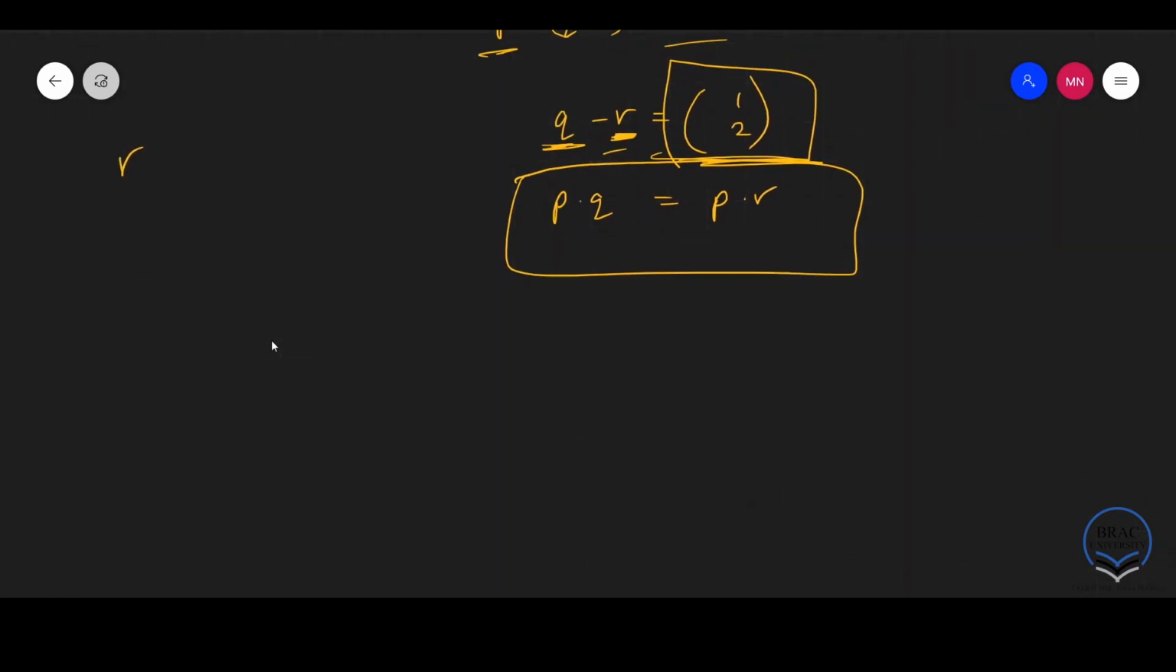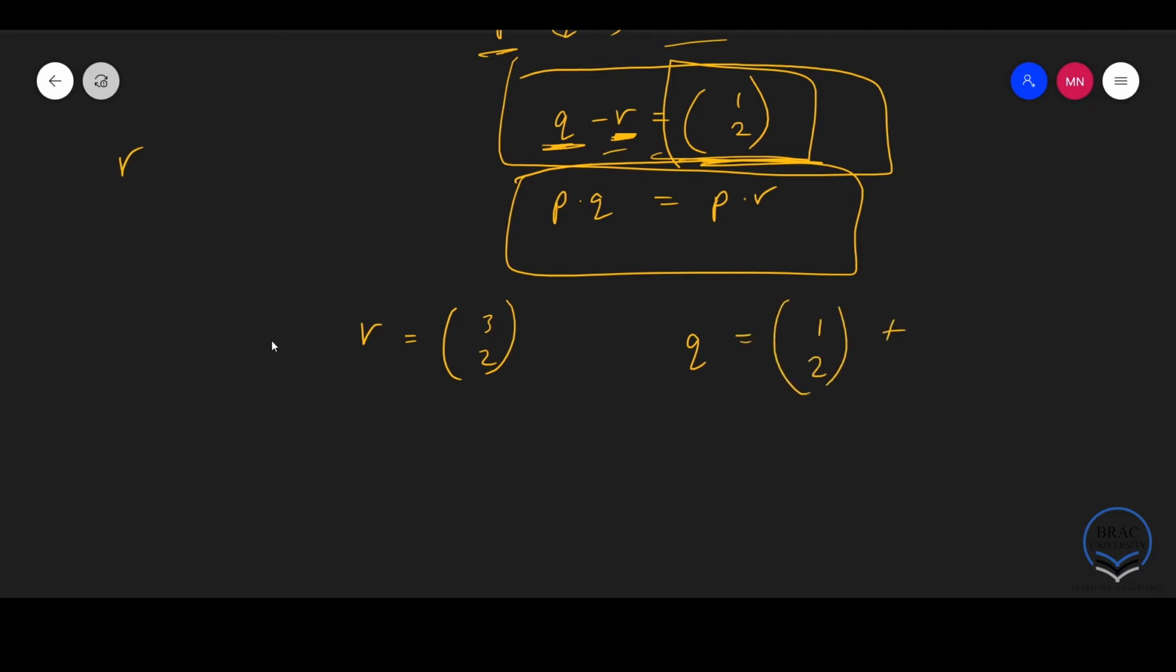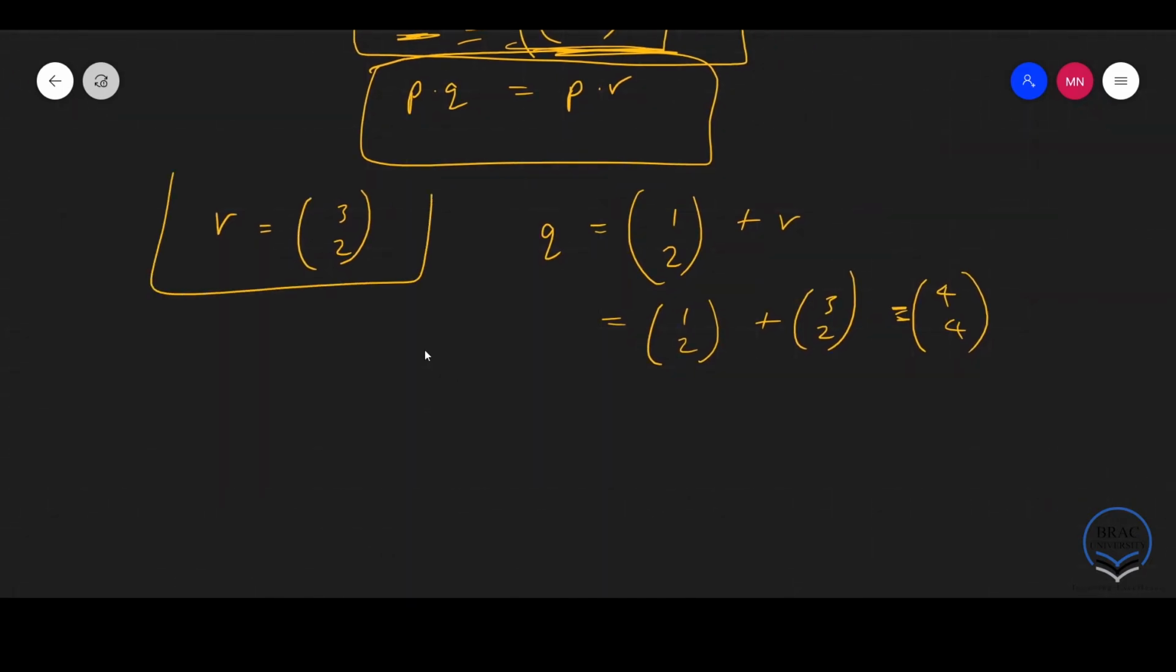So let's say that arbitrarily we are choosing R to be this column vector (3, 2), right? If that is the case, then I will have Q. So from this, I can have Q to be equal to this column vector (1, 2) plus R, which is (1, 2) plus the column vector (3, 2), right? And if I add these together, I will have (4, 4), right? My x and y components will be 4. So R is this column vector and Q is this column vector, right?